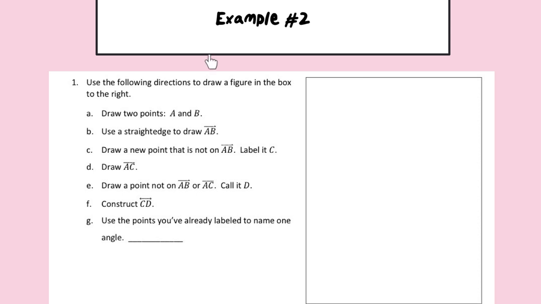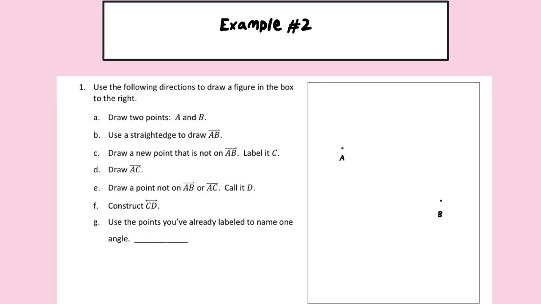For example 2, our directions tell us to use the following directions to draw a figure in the box to the right. So here's our box and here's our directions. Part A is telling us to draw 2 points, A and B. So here I drew our first point and labeled that A, and then over here I drew our second point and labeled that B. Our next direction tells us to use a straight edge to draw AB.